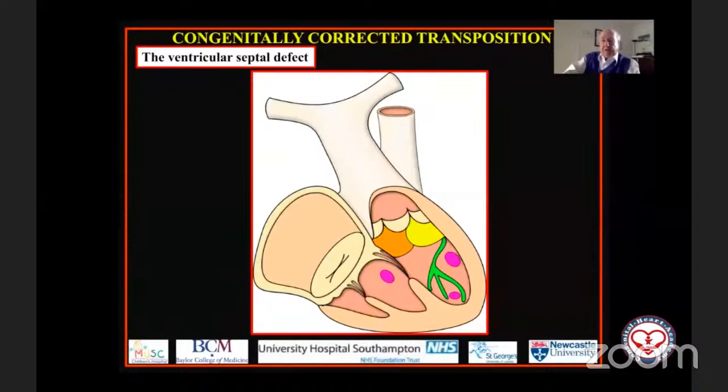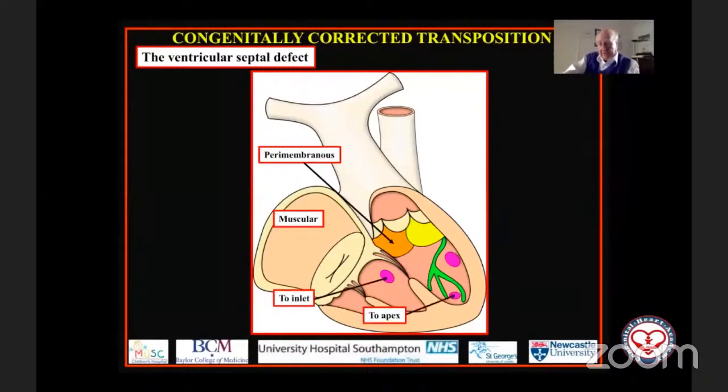So we're going to start off by looking at the ventricular septal defect. And you will not be surprised to know that, as in the normally connected heart, the majority of these defects will be perimembranous. Some can be muscular, they can open to the inlet, they can open apically, they can open to the outlet.